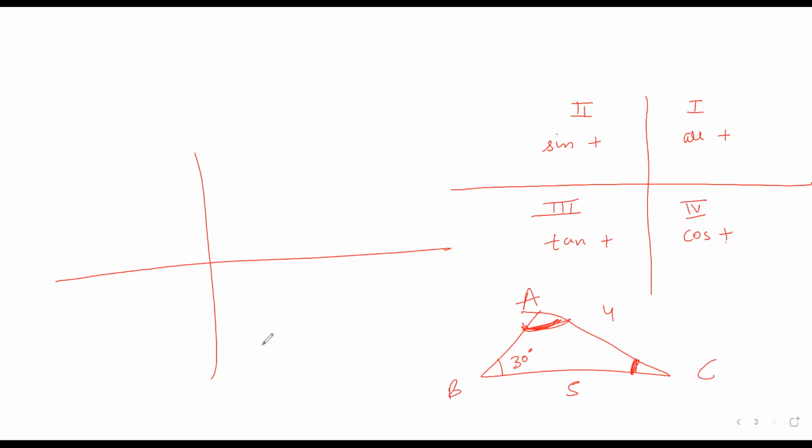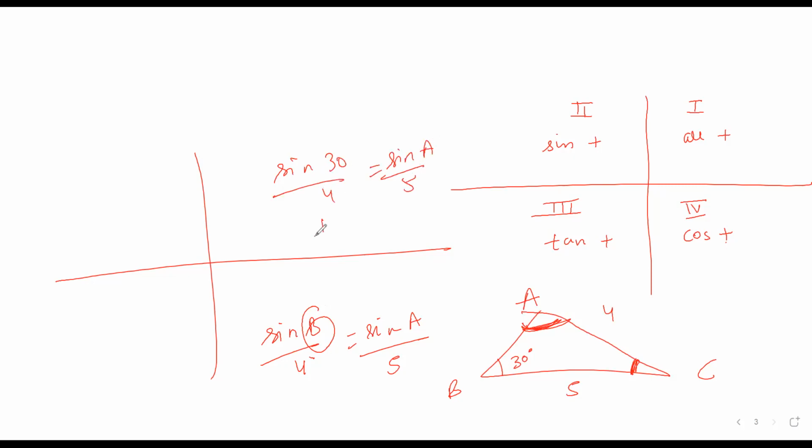So I'll use the sine rule: sine B over 4 is equal to sine A over 5. Whatever answer I get, there can be two possible values. Putting in the value, sine 30 over 4 equals sine A over 5. Sine 30 is half, so it becomes 1 by 8 equals sine A by 5.